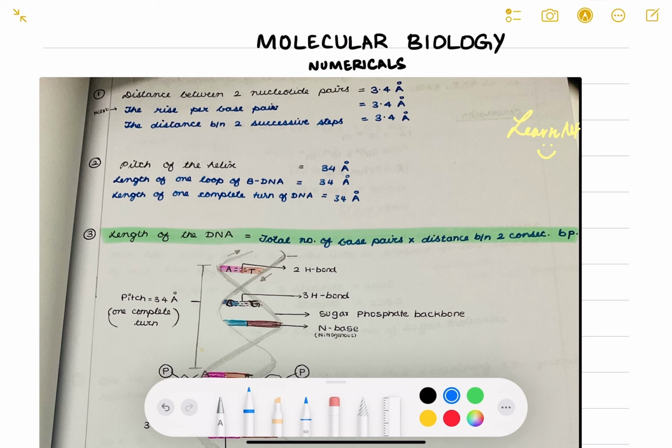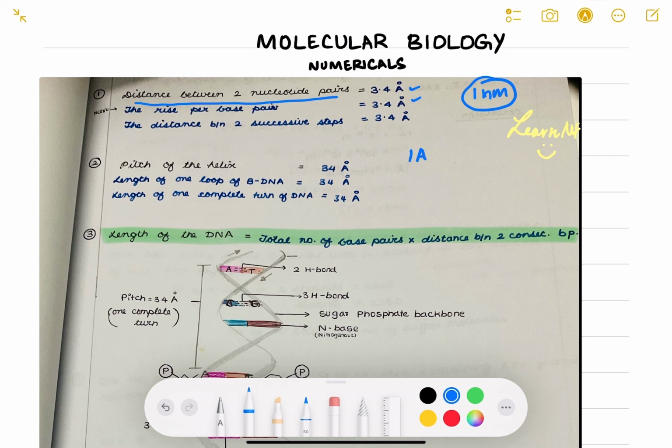So the first one is you need to know the distance between two nucleotide pairs, which is 3.4 angstrom. Here the unit of measurement I have used is angstrom, and if in the question they've asked in nanometer, you need to know the conversion.